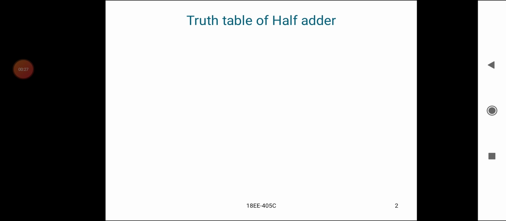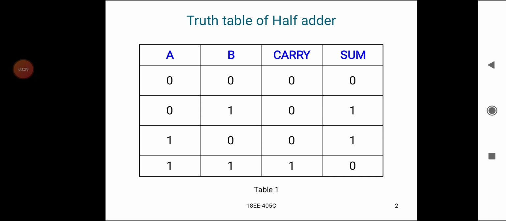Truth table of half adder. It has two inputs A and B. It has two outputs, carry and sum. Two inputs means four combinations of inputs, that is 00, 01, 10, 11.